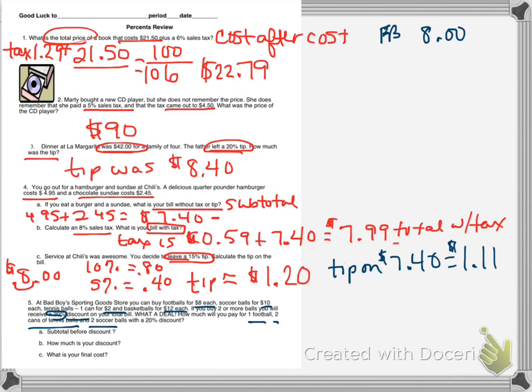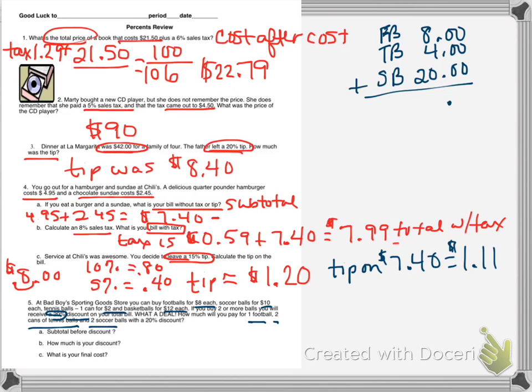Football. 2 cans of tennis balls. Well, a tennis ball can, 1 can is $2, so if we buy 2, that's $4. 2 soccer balls. Well, 1 soccer ball is 10, so 2 is 20. So you need to make sure you're using the correct amount. So we're not buying any basketballs.